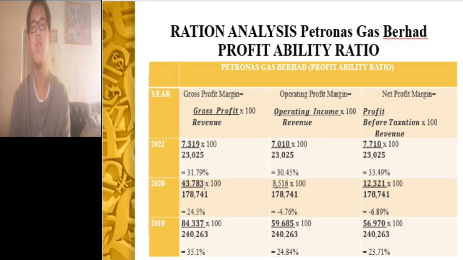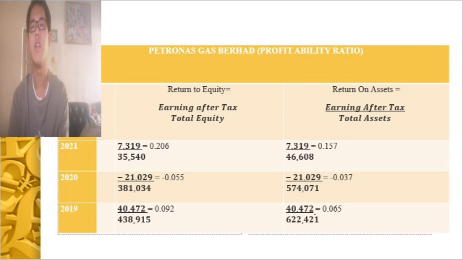Petronas Gas Berhad in 2019 reached the highest one, which is 35.1%, while operating profit margin and net profit margin in 2021 got the highest, which are 30.45% and 33.49%. Return on equity of Petronas Gas Berhad in 2019 is 0.092 and in 2021 is 0.206.